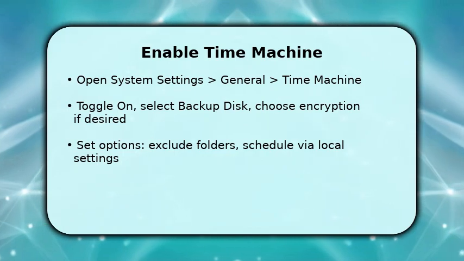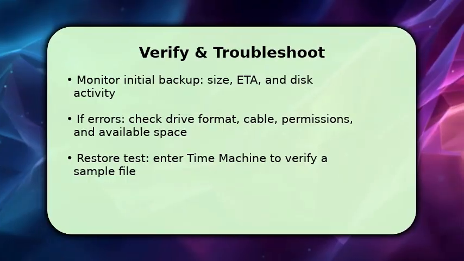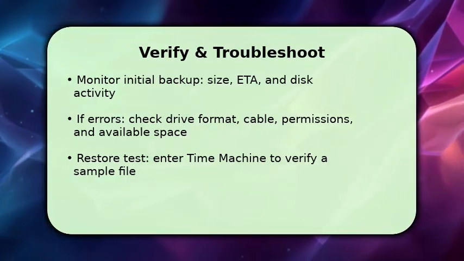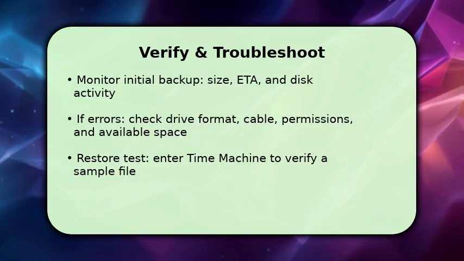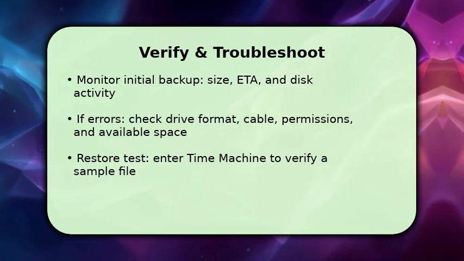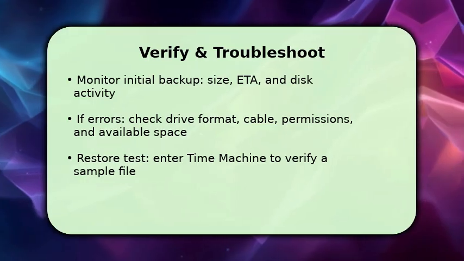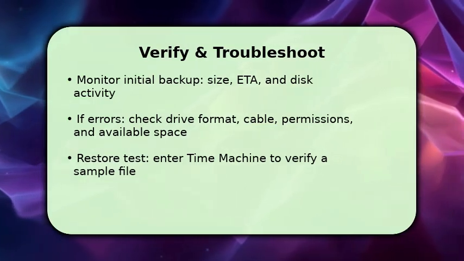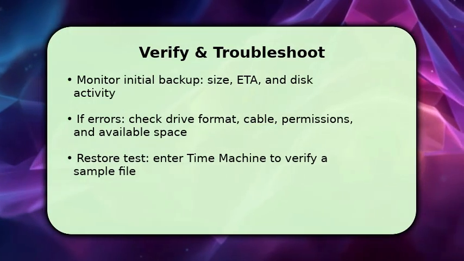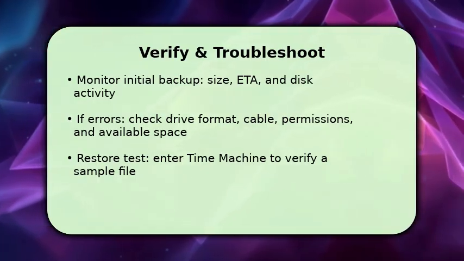Finish by verifying the backup completed successfully. You open Time Machine, watch the initial backup progress, and check the drive in Finder for a Backups.backupdb folder. If Time Machine reports errors, reconnect the drive, test with a different cable, and confirm the partition format and permissions. Reformat as a last resort.